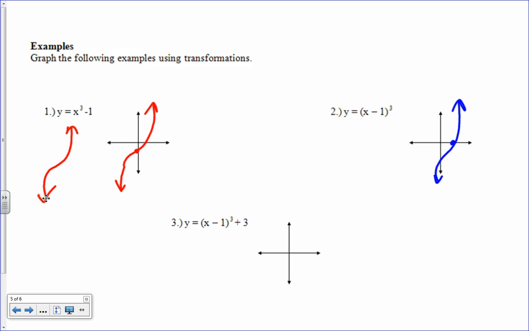Uh-oh. Number 3's got 2 things happening here. What's the parent graph? Still the x to the third. So what happens to this x to the third? Actually, 2 things happen. Right 1 and up 3, right? Right 1, because it's only inside. Yeah, when it's outside, it's up or down, whatever it looks like. It's only when it's inside do you do the opposite. So negative 1, actually, you would move it right 1, and then up 3. So it'd be 1, comma 3, so right about there, right? 1, comma 3, and then you just kind of sketch your snake-looking thing in there.